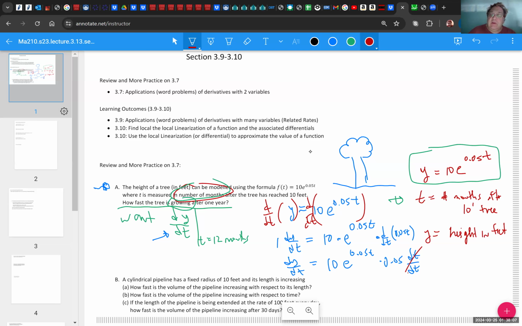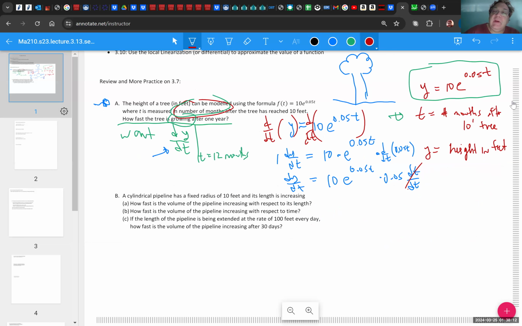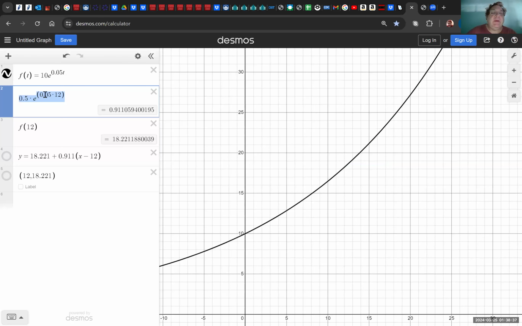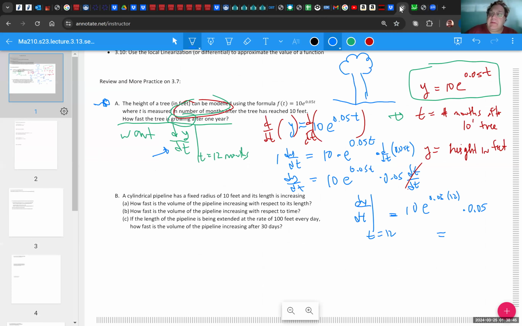Finally, we're looking for not dy/dt in general, but dy/dt specifically when t equals 12. So then I can write dy/dt when t equals 12. Well, that's just going to be plugging in 12 into our formula, times 0.05. And I did this on Desmos over here. This line right here, 0.5 times e to the 0.05 times the 12 months, and I get about 0.911.